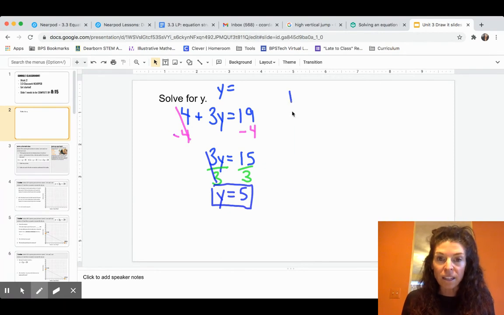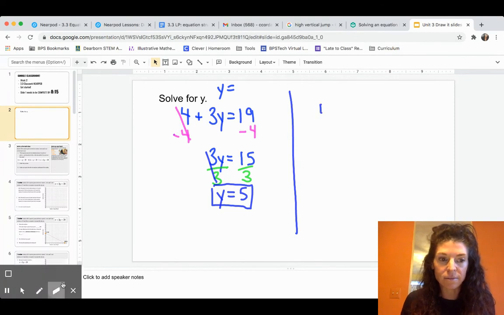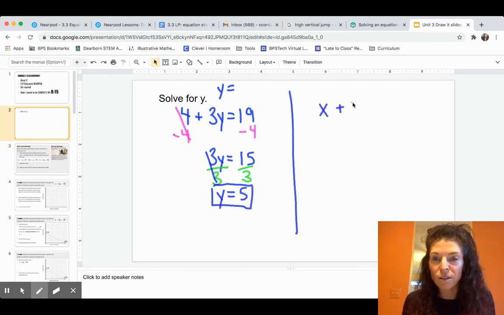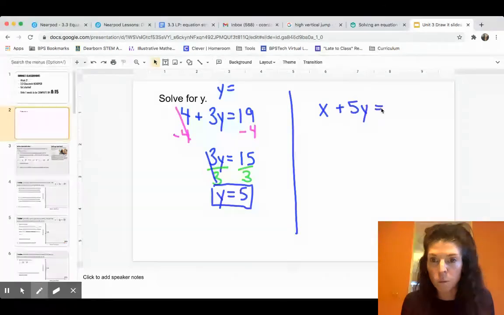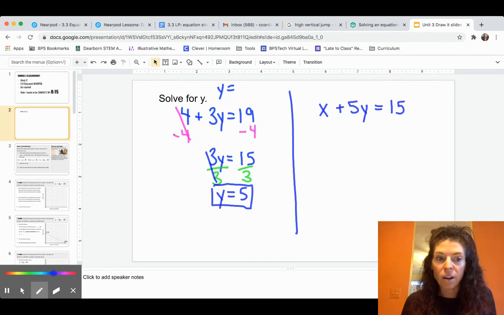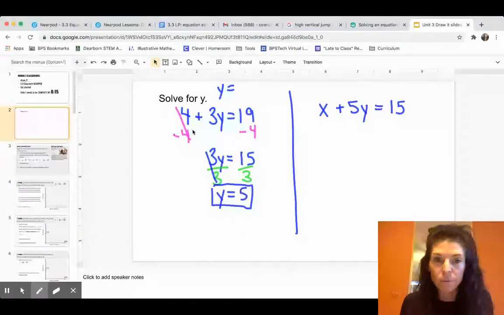Now I'm going to give you x plus 5y equals 15. Now, this time I'm going to do the same thing. Yes, now I have a variable instead of a number. Instead of the 4, there's an x there.